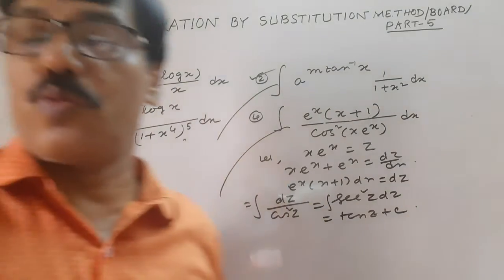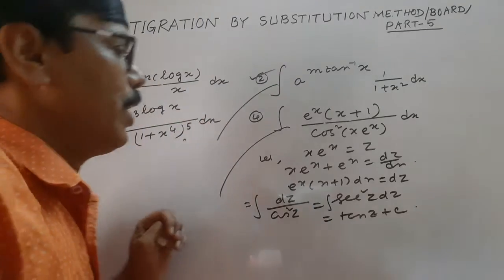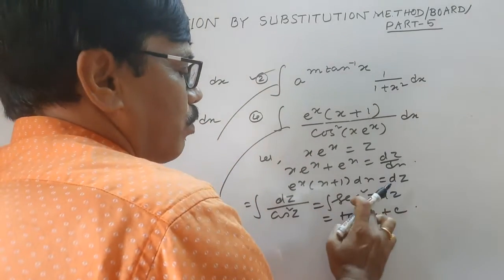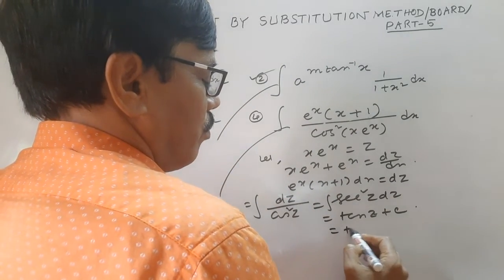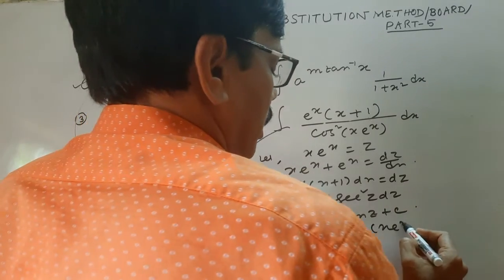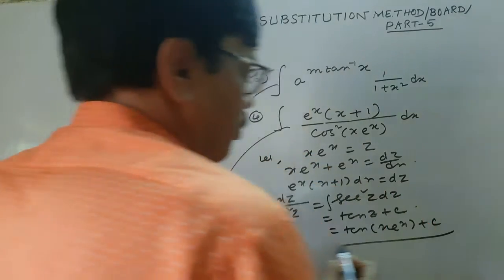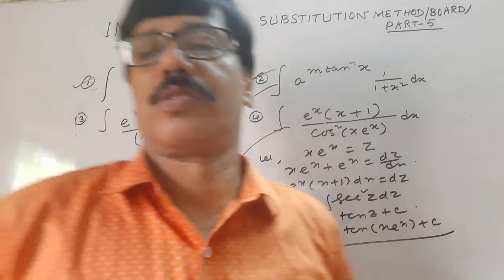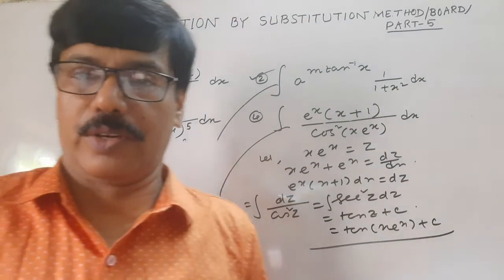Main aim is to put it in standard form. Initially it is not standard form, but it becomes standard form. So the answer is tan of x e to the power x plus c. So this is the substitution method.